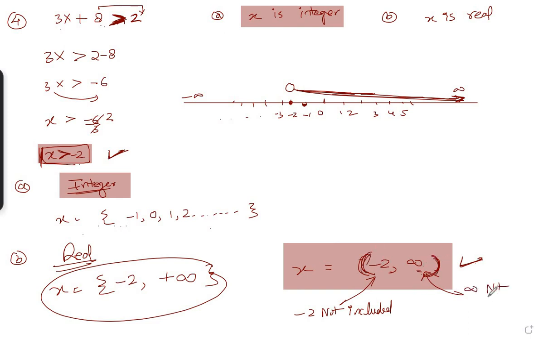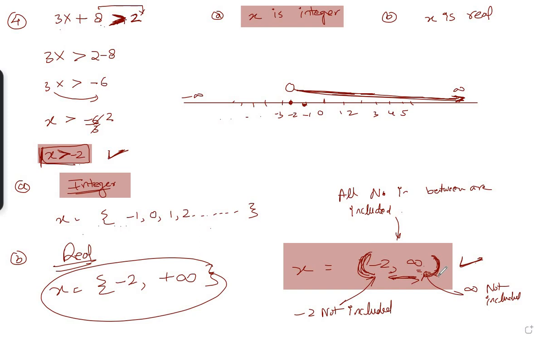Infinity not included. So what is included? All numbers in between are included. All numbers means all real numbers will be included. All decimal numbers, fractionals, everything will come. Okay. So this is also known as open bracket.